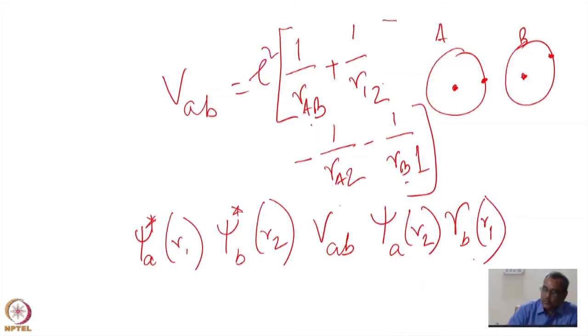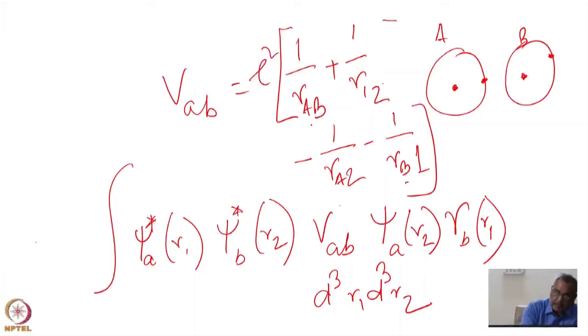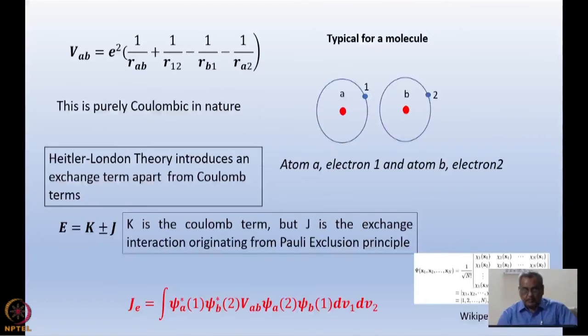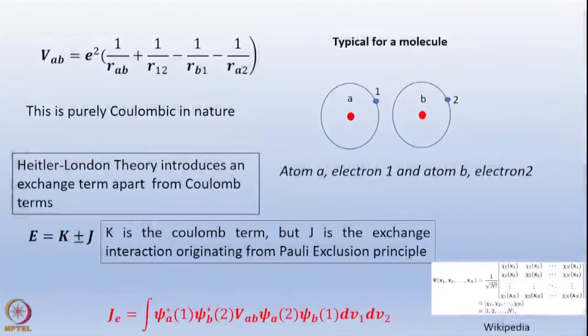Electron 1 goes to 2, 2 goes to 1, and this is integrated over interspace. This gives me the exchange energy. Interestingly, the origin of this lies in the Pauli exclusion principle. You can see here all I have done is put electron A at 1 and electron A at 2, and I have taken two states where the electrons have been exchanged.